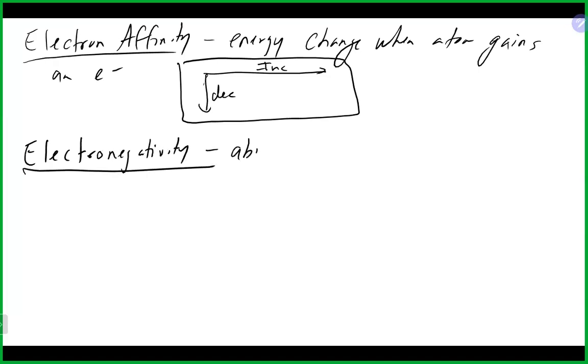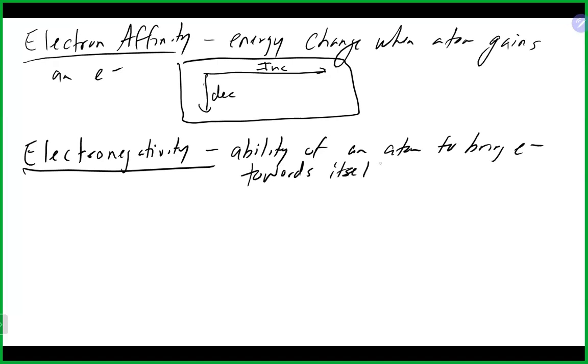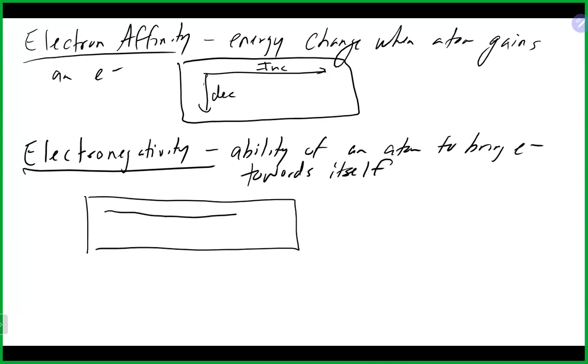Electronegativity is the ability of an atom to bring electrons towards itself. Now, when you look at the periodic table, it increases as you go this way, with our friend fluorine being the most electronegative element you could have. And it decreases as you go down.